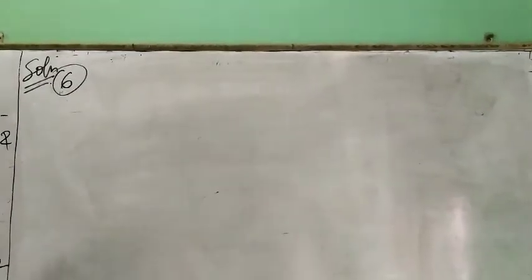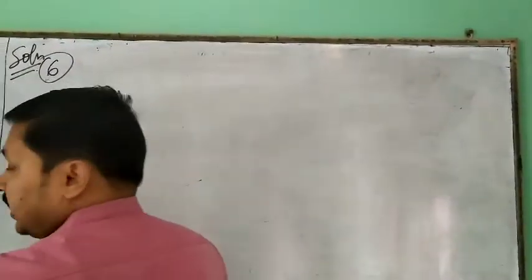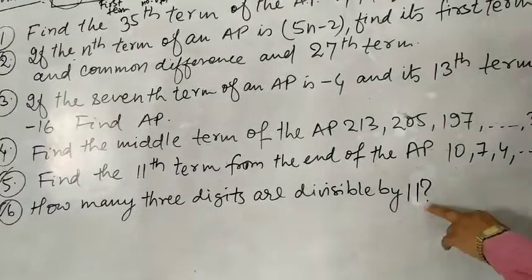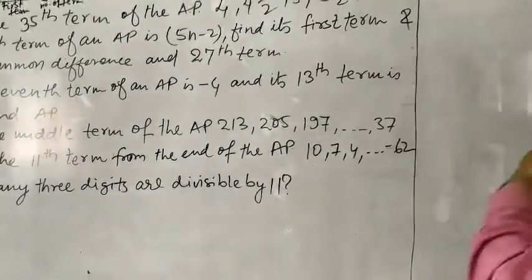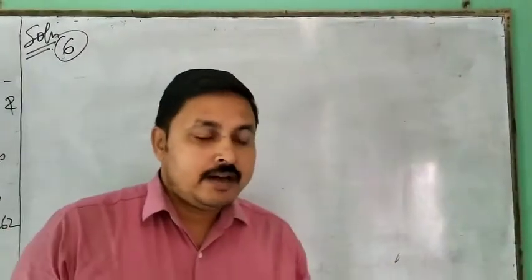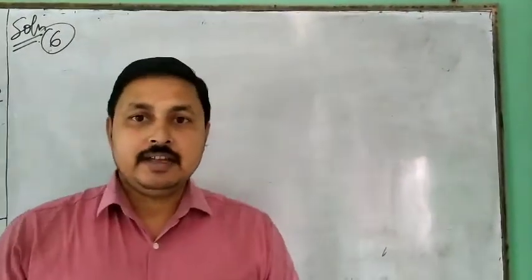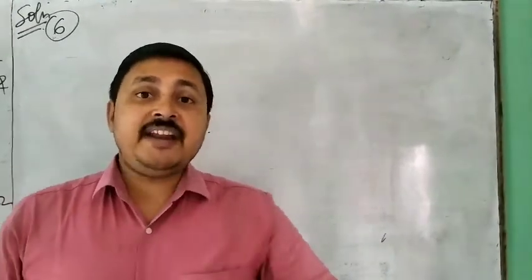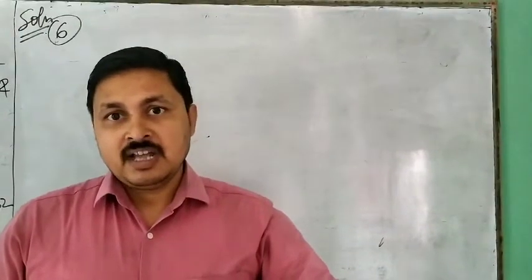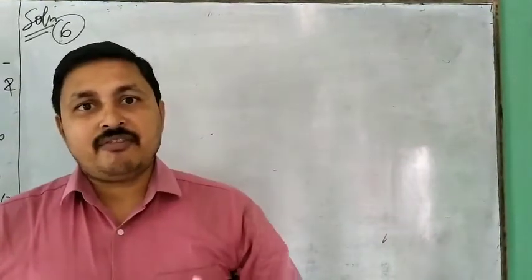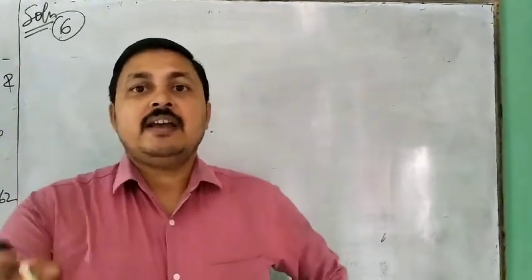Now the solution of your last question. Read the question: how many 3-digit numbers are divisible by 11? Just remember the table of 11. 11 9s are 99. That means 99 is a 2-digit number. And 11 10s are 110. So the first 3-digit number is 110.